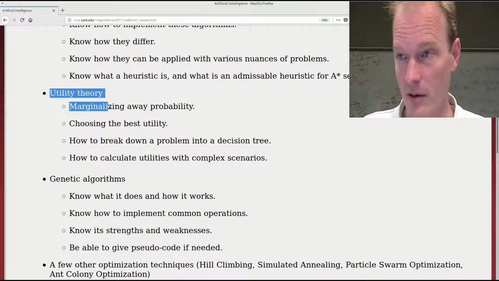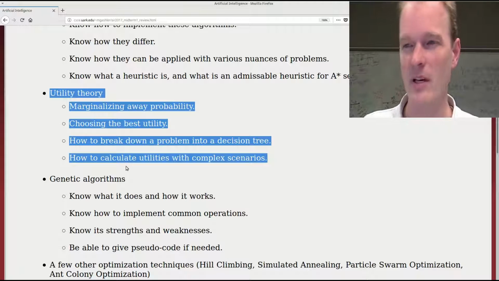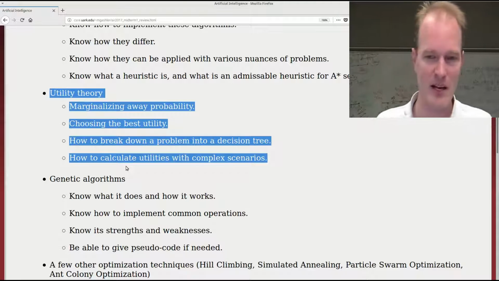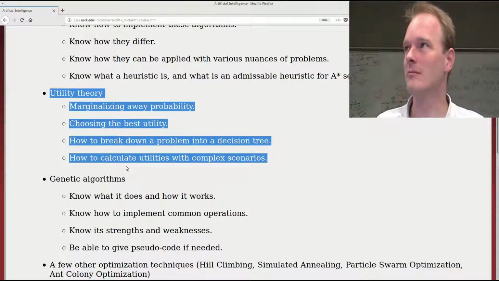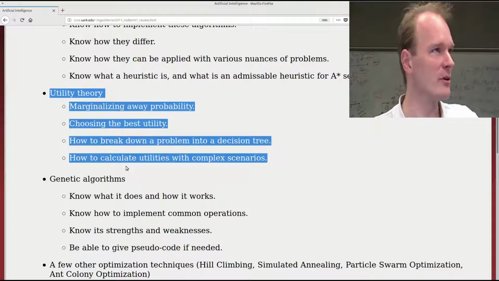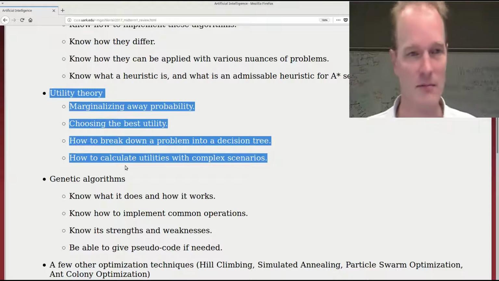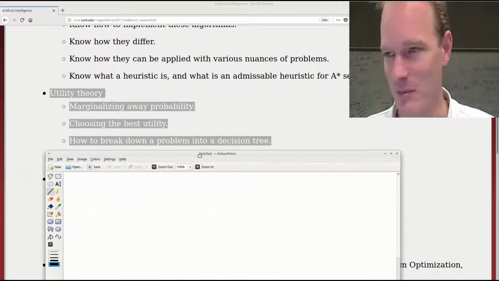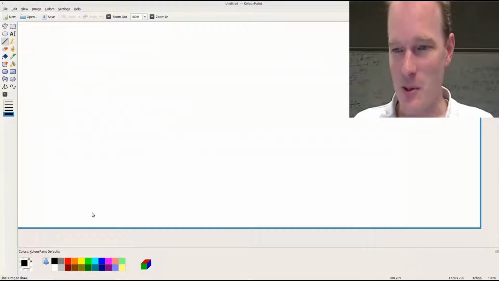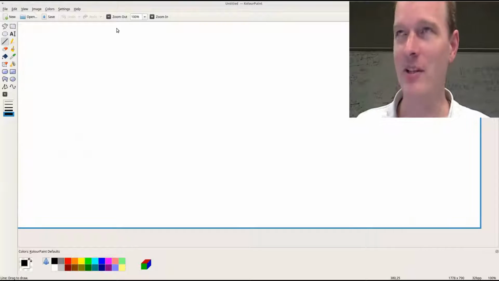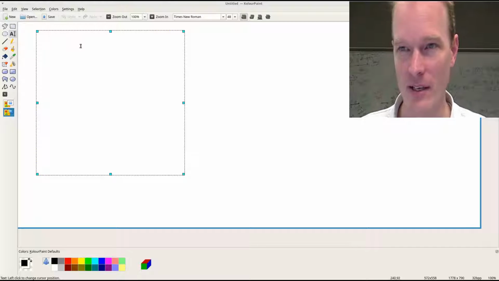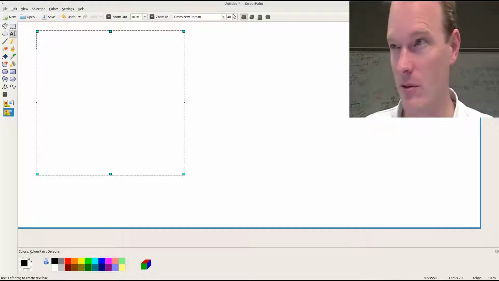Let's do a utility theory question or two, just because I know we covered this, but it involves math, and math is hard for people. So do you agree? You want me to do a utility theory practice question? Okay, thank you for interacting with me. Makes me feel better. All right, so what should the question be? Not the lottery.